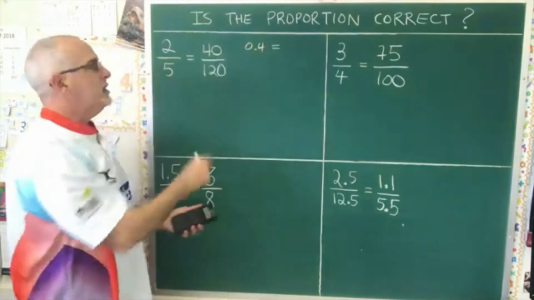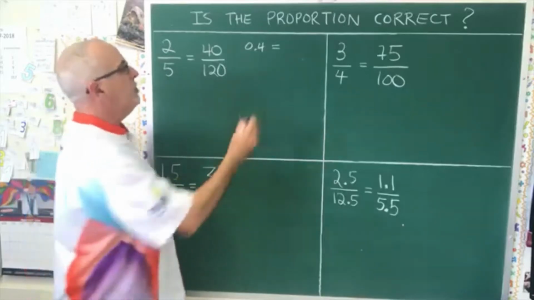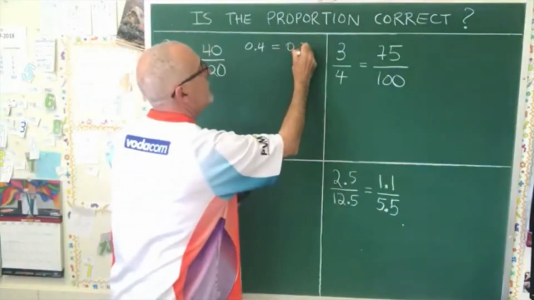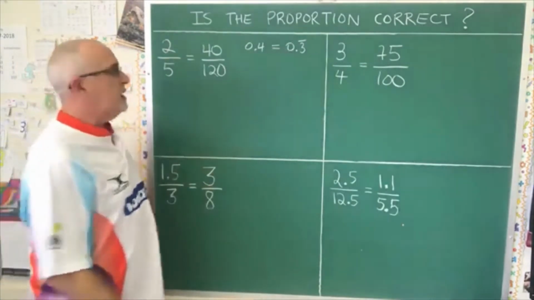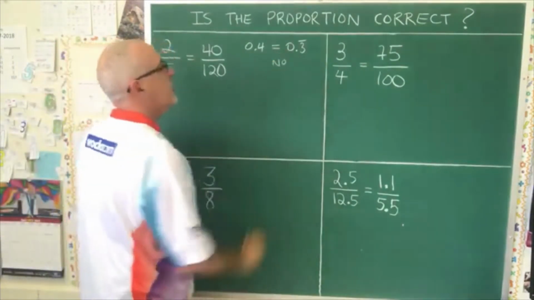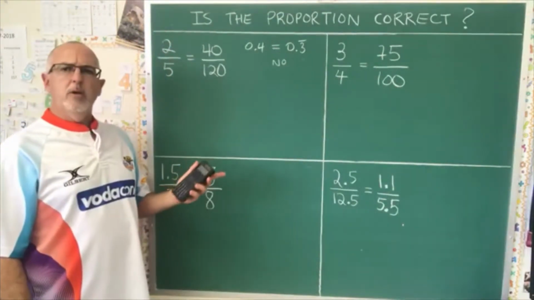We divide here as well. 40 divided by 120 is 0.33, and then the 3 is repeating. So no, these two decimals are not equal to each other. We have the answer to our question. Is there a way of doing this where you don't need a calculator?